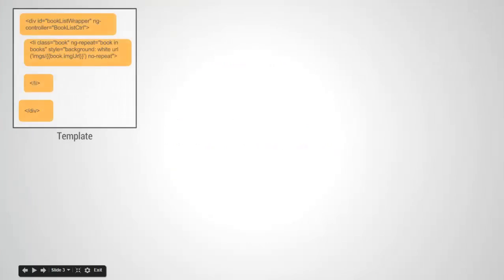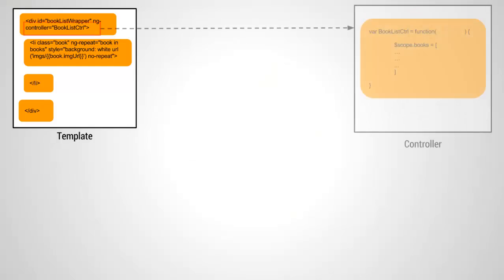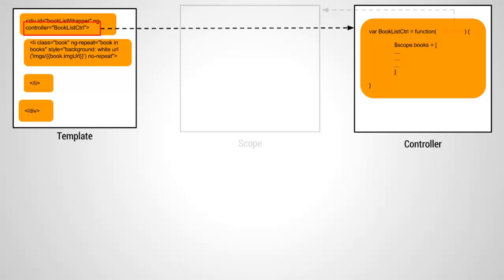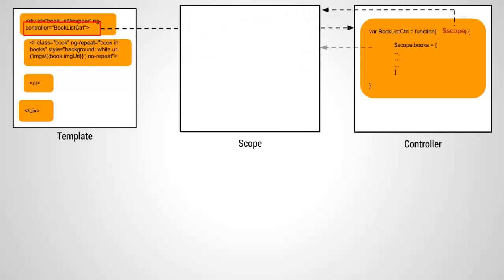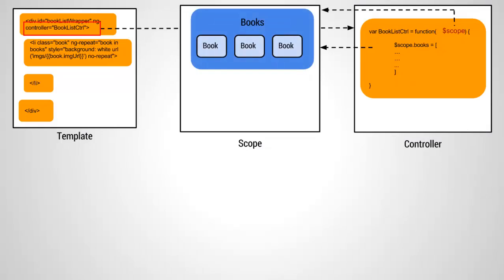Okay, so now let's go through the compilation process of this template. We know when Angular sees the ng-controller directive, it creates the controller object along with the $scope object as a dependency. The real magic starts with the ngRepeat directive.